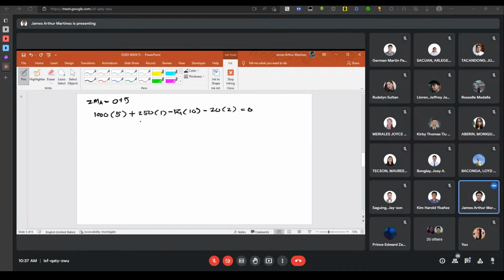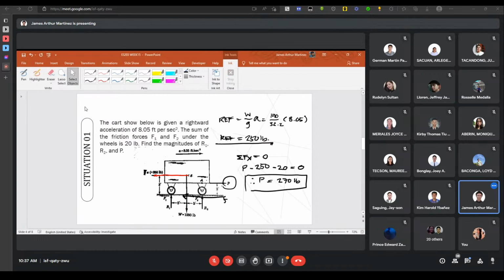So in this equation, only one unknown variable is left, right? Meaning, we can now compute R1. And how much is R1? You have 1,000 times 5 plus 250 times 1 minus 20 times 2, all over 10. That gives 521 pounds for R1. So R1 is equal to 521 pounds. Okay? So we have now computed R1.